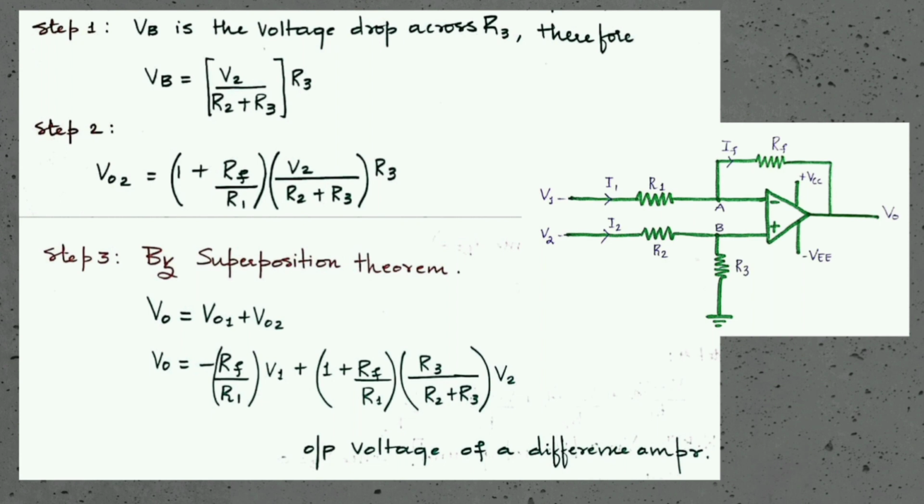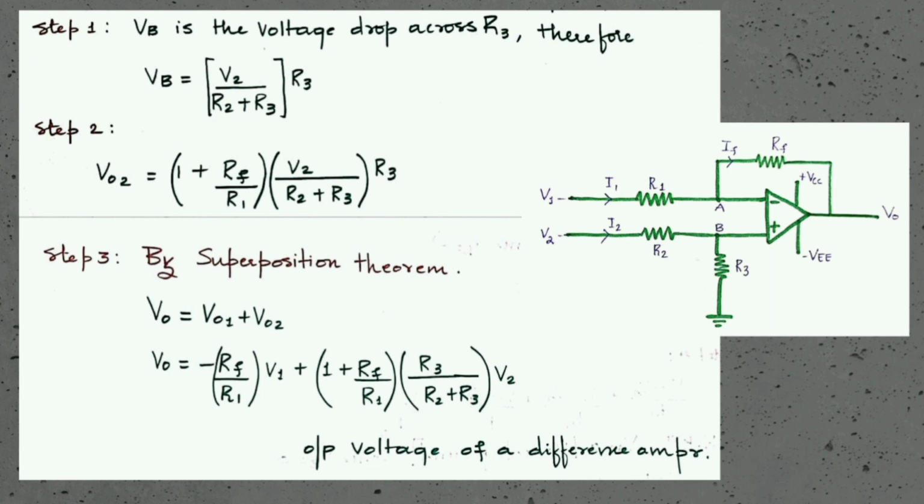Now step number 2. In this step, we will be substituting the VB value. Therefore, your V02 will be equal to 1 plus Rf by R1 into V2 by R2 plus R3 into R3. Step number 3. By the superposition theorem, your V0 will be equal to V01 plus V02. The cases which we applied come under the superposition theorem, because we considered one as active and the other as grounded. That is your superposition statement.